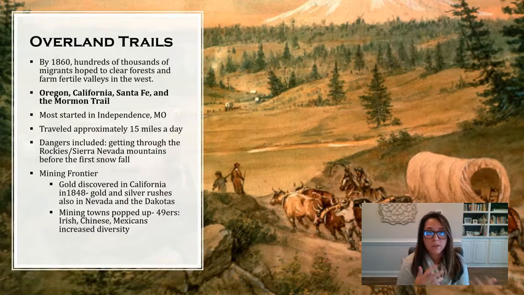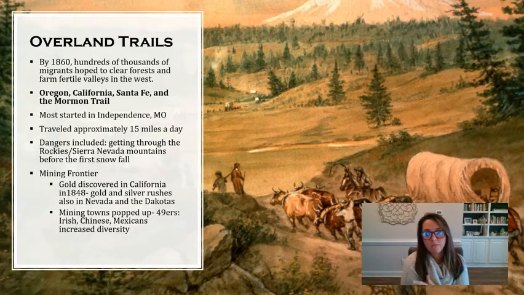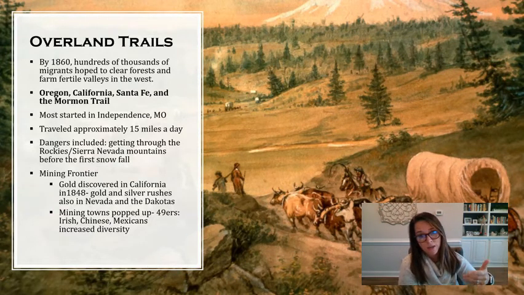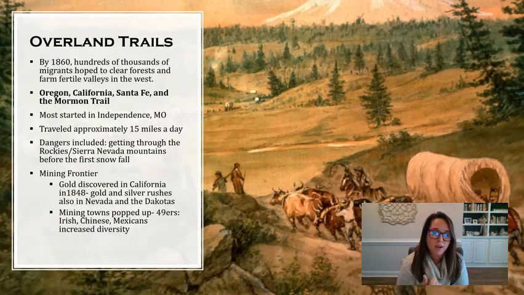And these mining towns are going to pop up. They were called 49ers because in 1849, this mass migration of people went into these mining fields, searching for gold. It's going to increase a lot of diversity. So you have a lot of Irish immigrants. Chinese are now coming by ship, coming into San Francisco ports. The Mexican Americans and Mexicans and Latin Americans are also coming in to try and strike it rich.